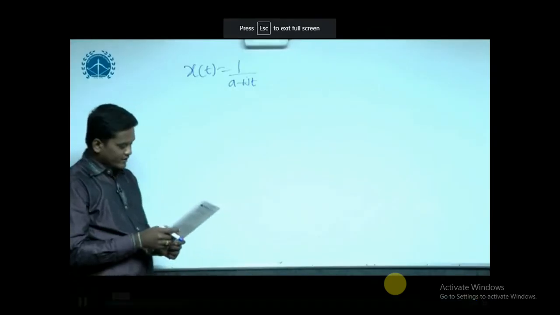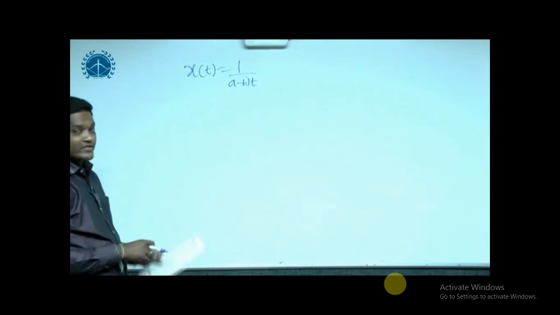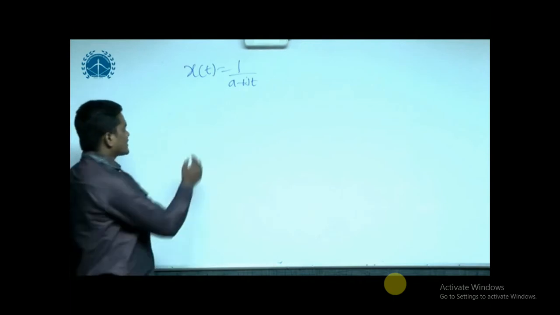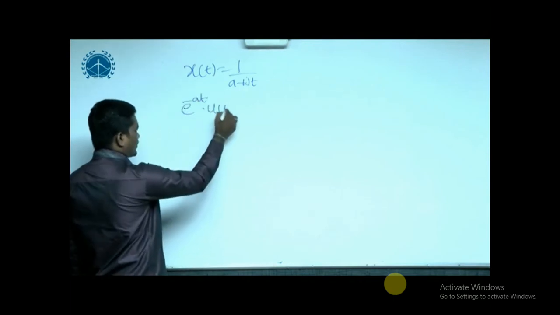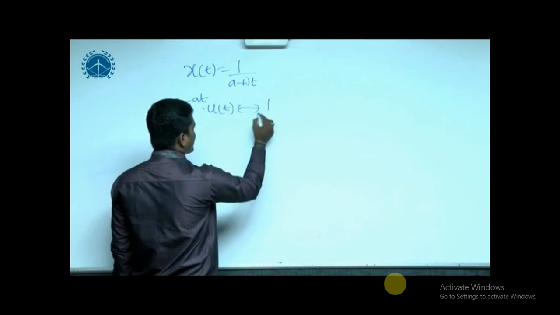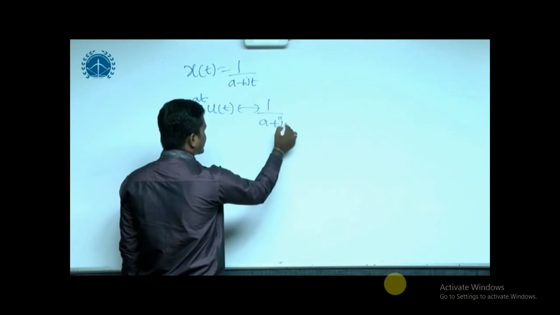The question is, what is the Fourier transform of 1 by a plus jt? Okay, we know the standard Fourier transform pair: e power minus at into u of t has Fourier transform 1 by a plus j omega.